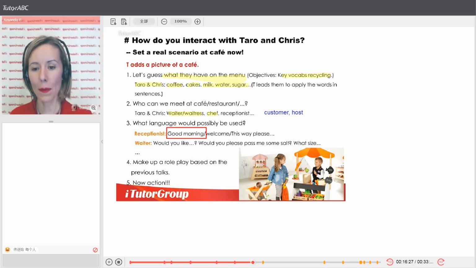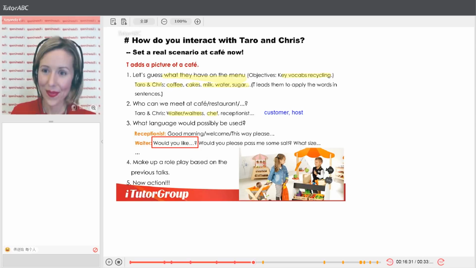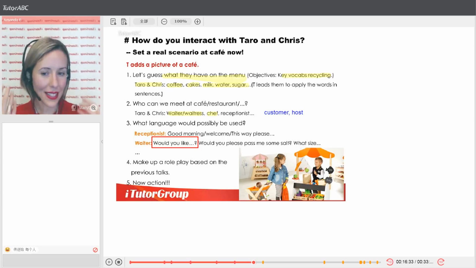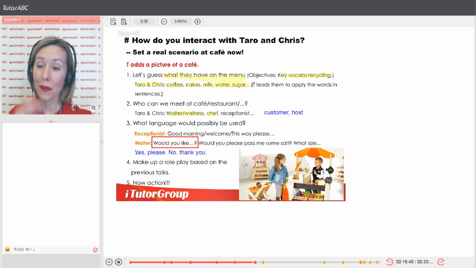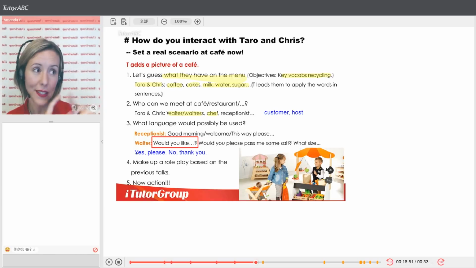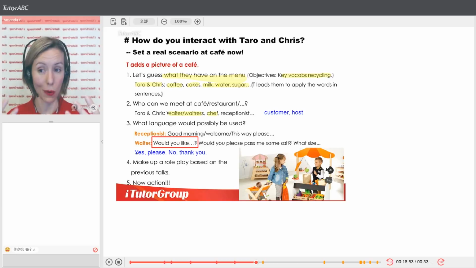And of course, we want to make sure we use our target language. Would you like? Make sure they remember what the customer is supposed to say. Yes, please. And no, thank you. We want to make sure that they're using their target language. And now we have enough information on the board for the students to be able to use what they've learned in a role play.